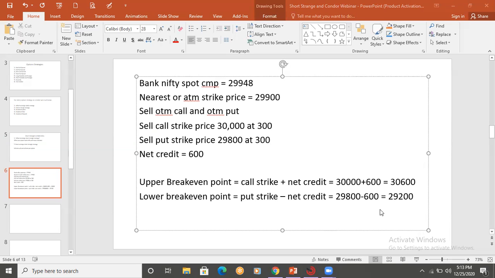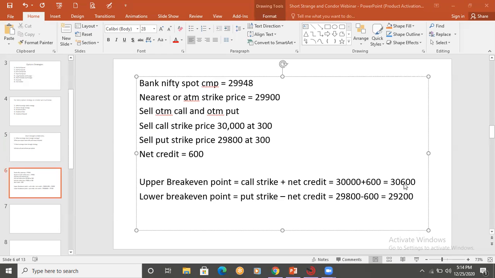Now let's understand in detail what exactly 30,600 and 29,200 represent. As long as Bank Nifty is trading between 29,200 and 30,600, as a seller, I am not in loss. My loss will start once Bank Nifty crosses 30,600 on the upside or 29,200 on the downside. So once the break-even points are crossed, then as a seller, our loss will start.